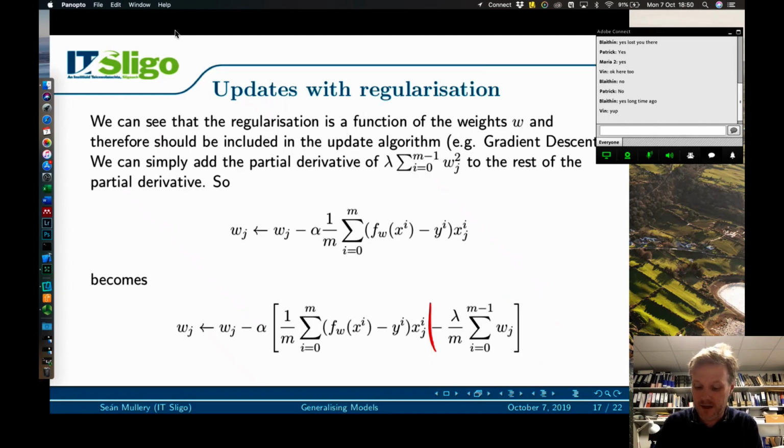And as I say, in many situations that will be built into the libraries that are there. But it's good to be aware of these things so that you can maybe test a few samples to see if it's working correctly. So we can see that the regularization is a function of the weights W and therefore should be included in the update algorithm. For example, gradient descent. We can simply add the partial derivative to the rest of the partial derivative, so this is what we would get.